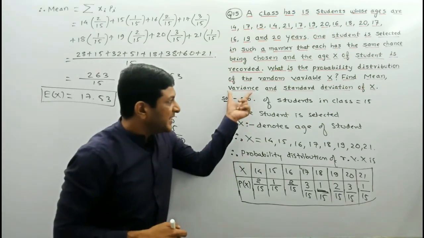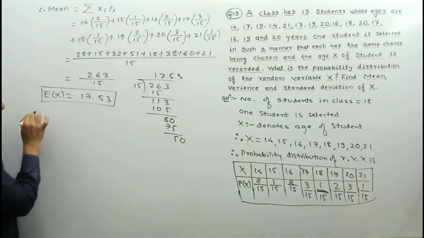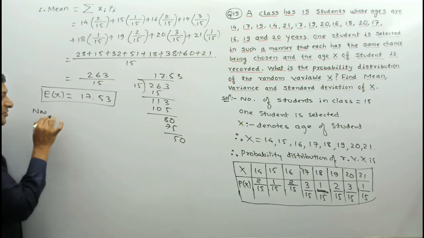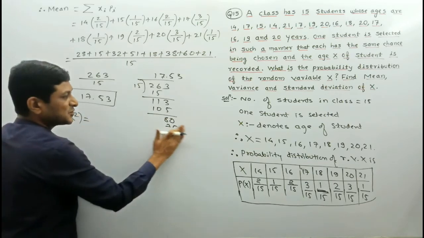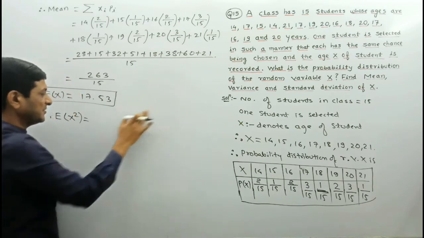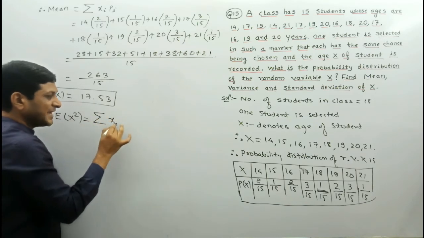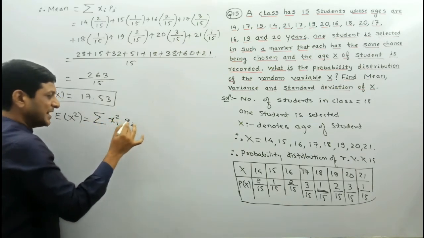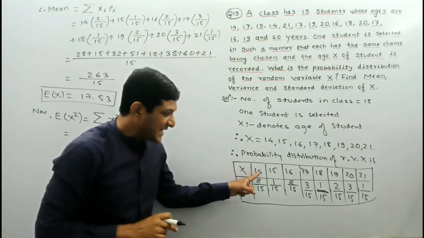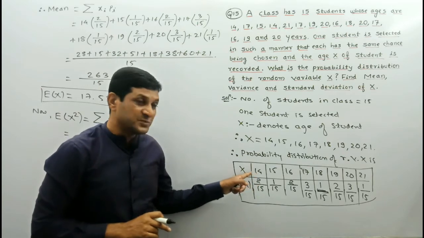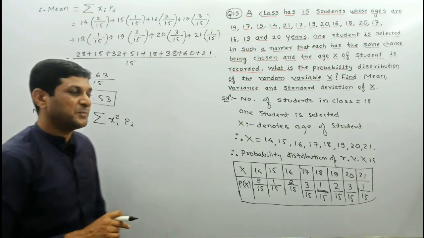Now we have to find the variance. To find the variance, we will also require the value of E of x square. To apply the formula of variance, we require E of x square. And what is the formula of E of x square? Summation xi square into pi. Let us check what result we get here. Xi square into pi means the square of the value of the random variable multiplied by its corresponding probability.